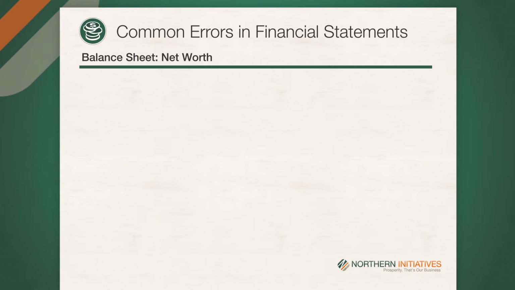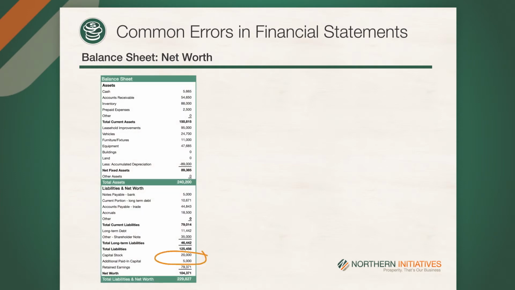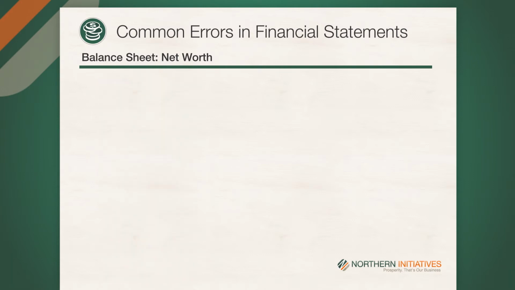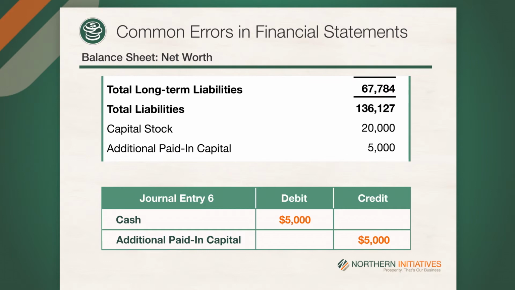And finally, we review common errors in the net worth section of the balance sheet. Capital stock is the original amount invested to start the business. In the case study, the owner invested $20,000 to start the business. Additional cash injections made by one or more owners may be recorded in a separate line item called Additional Paid-in Capital. Entries for the owner's additional investment of $5,000 were already recorded in a previous example to correct the cash balance in the asset section.